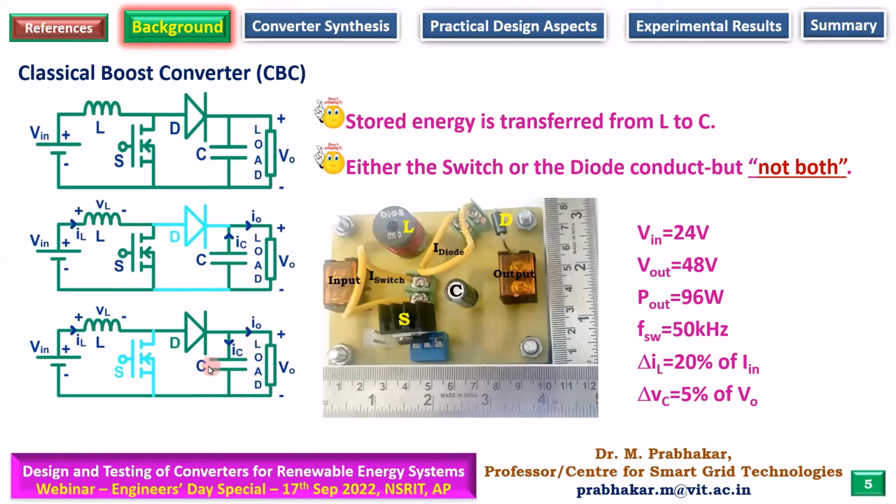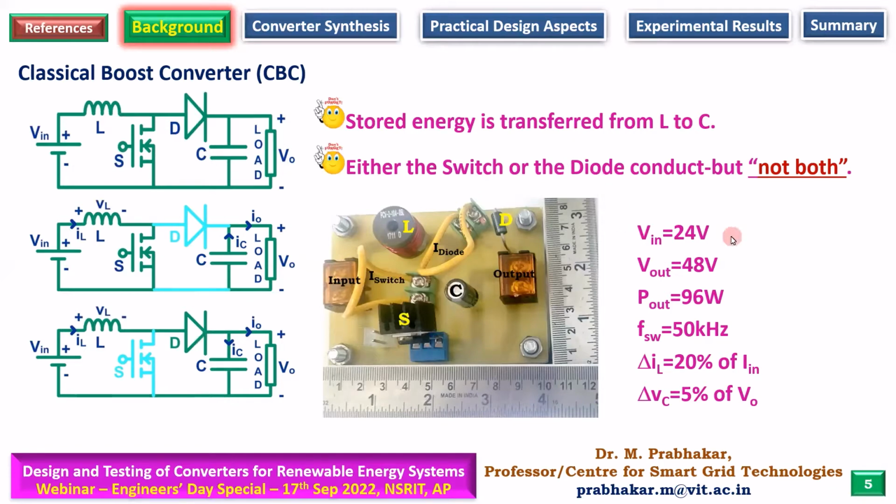Not vice versa doesn't mean C to L, but the combined energy of the inductor, stored energy in the inductor and the supply, that will be charging the capacitor. That is how we get this boost factor. Voltage gain is going to be obtained, and voltage from the input to the output is going to be enhanced or boosted. Now, the key points to be understood are that the stored energy is transferred from inductor to capacitor when the switch is off, and only the switch or the diode will conduct, but not both.